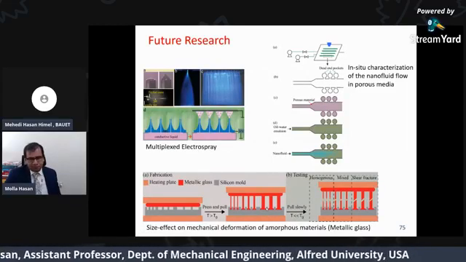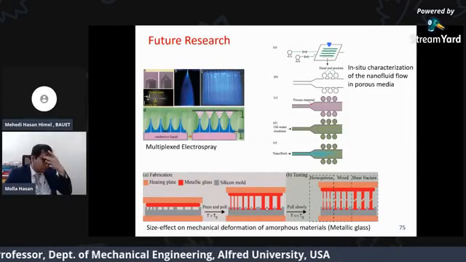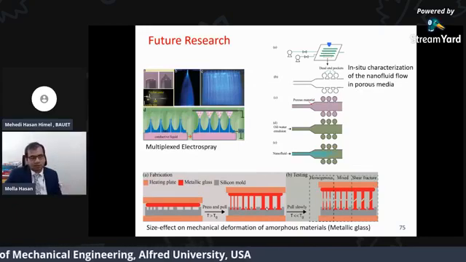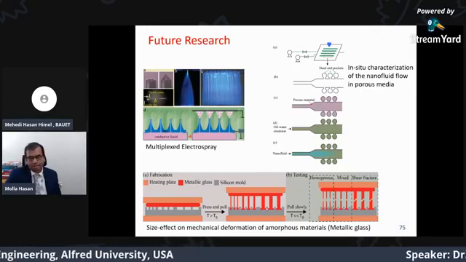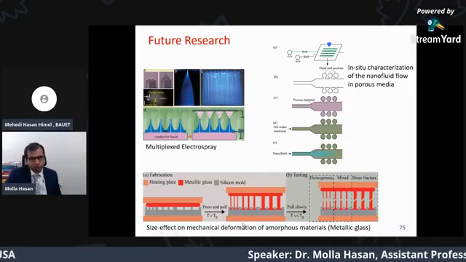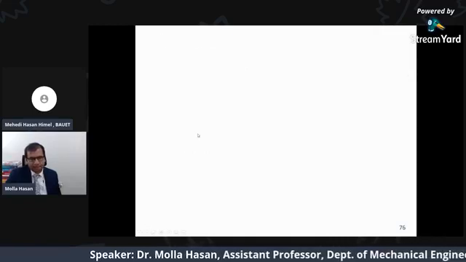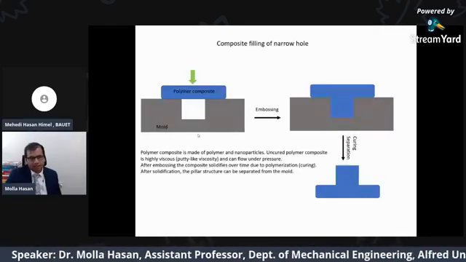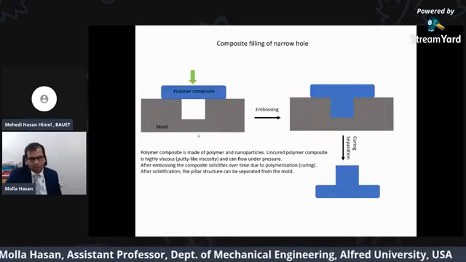So these are some future research I was planning. One of the ways is multiplex electrospray for coating, and I have some research ideas which I would like to pursue.